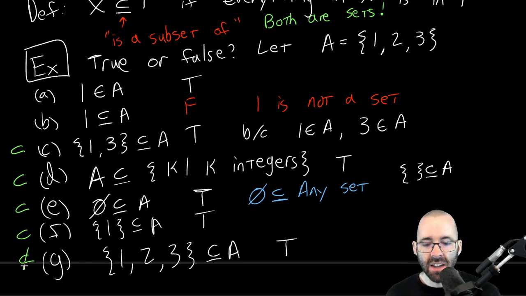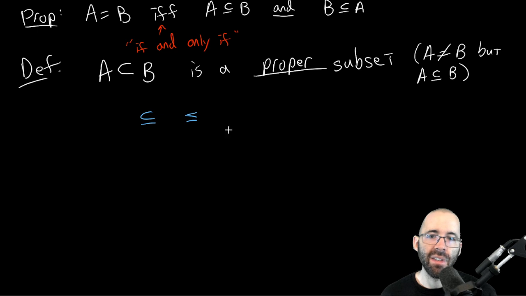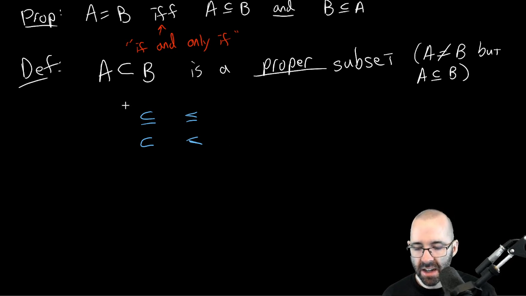right? So think about proper subsets, right? Is like, let me use a different color here. A subset sign is kind of like a less than or equal to sign in math. A proper subset is like a strictly less than sign in math. Okay, so that's kind of how you can think about it if you want.